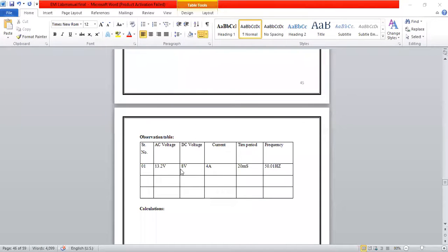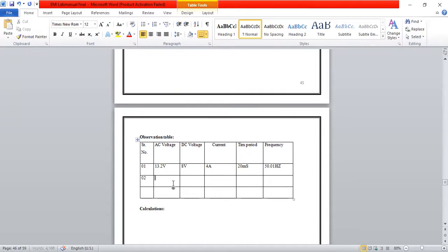Is it audible? The screen is not visible, right? I am writing but it is not visible to you. Okay, now the screen is visible. Yes, sir. Okay. Like this, you take the reading.